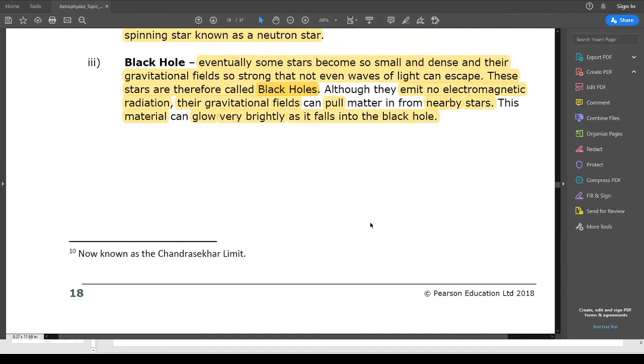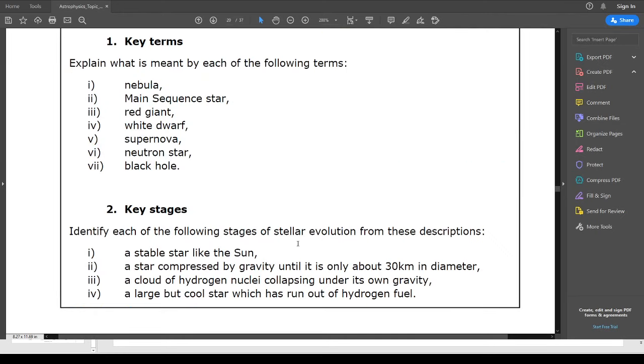And then if you move on to the next question, key stages. Identify each of the following stages of stellar evolution from these descriptions. A stable star like the sun. What is this? Main sequence. A star compressed by gravity until it is only about 30 kilometers in diameter. So tens of kilometers in diameter only. What's this? This is the smallest that we have seen. Tens of kilometers in diameter. Neutron star.